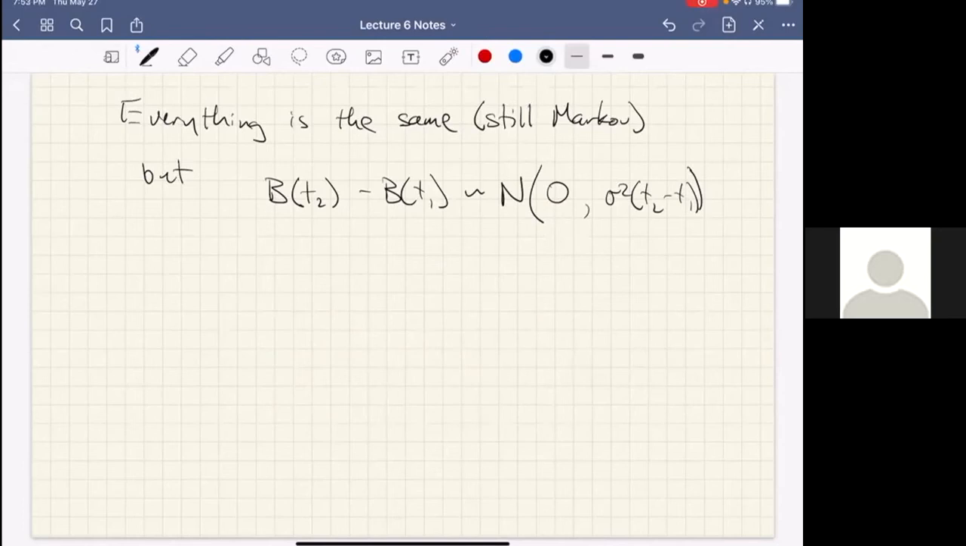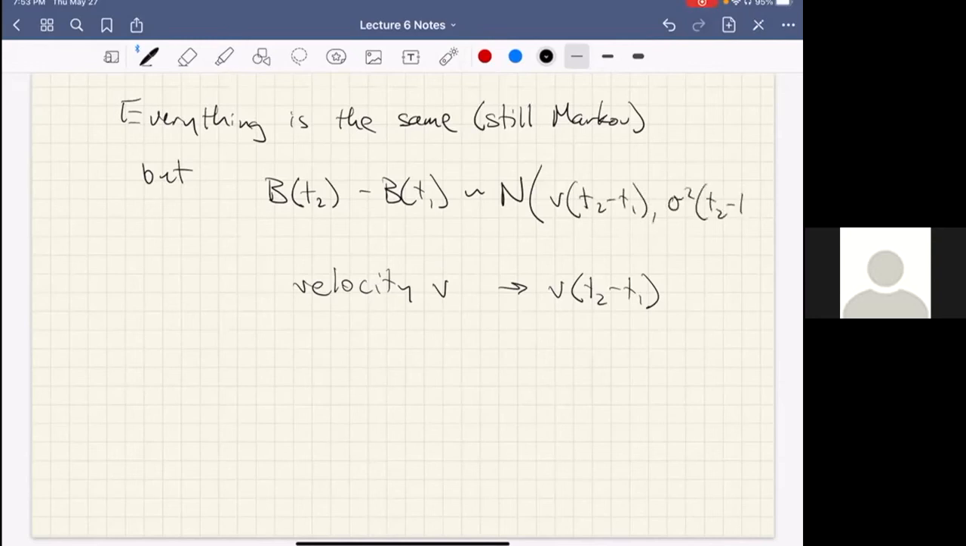So what's going to happen is that if you have drift with velocity v, then on average, the center of the distribution, if you like, is going to move by v times (t2 minus t1) every time instant. So that's the distance. This becomes the distance of the drift, the average distance traveled by the drift over this time interval. And that's going to show up here. So let me erase that and correct it. So everything's the same, it's still Markov, except B(t2) minus B(t1) is now distributed with a shifting mean. So drift implies shifting mean.